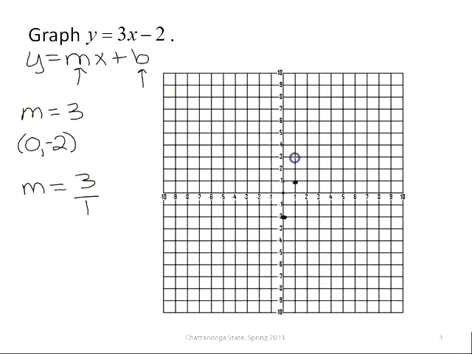Then I could do the same thing again. Rise 3, run 1. Rise 3, run 1. And I can get a whole lot of points very easily. So here is my equation of my line. You only had to find this point and the second point, but you can go very easily and find the other points.